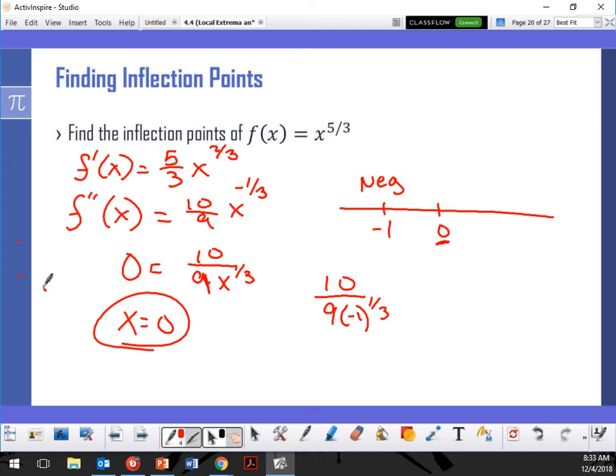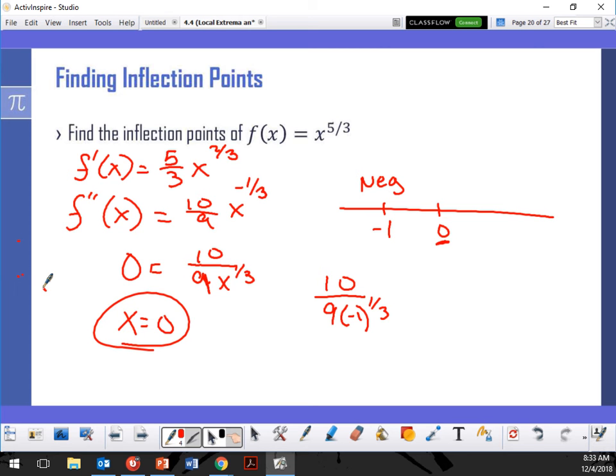-1 to the 1/3 power is going to give me -1. If you question it, go ahead, put it in your calculator. I know you don't have your calculator right there because I can see your calculator right there. Yeah, so put the phone away, please. Thank you. Okay, so all of this is going to be negative.